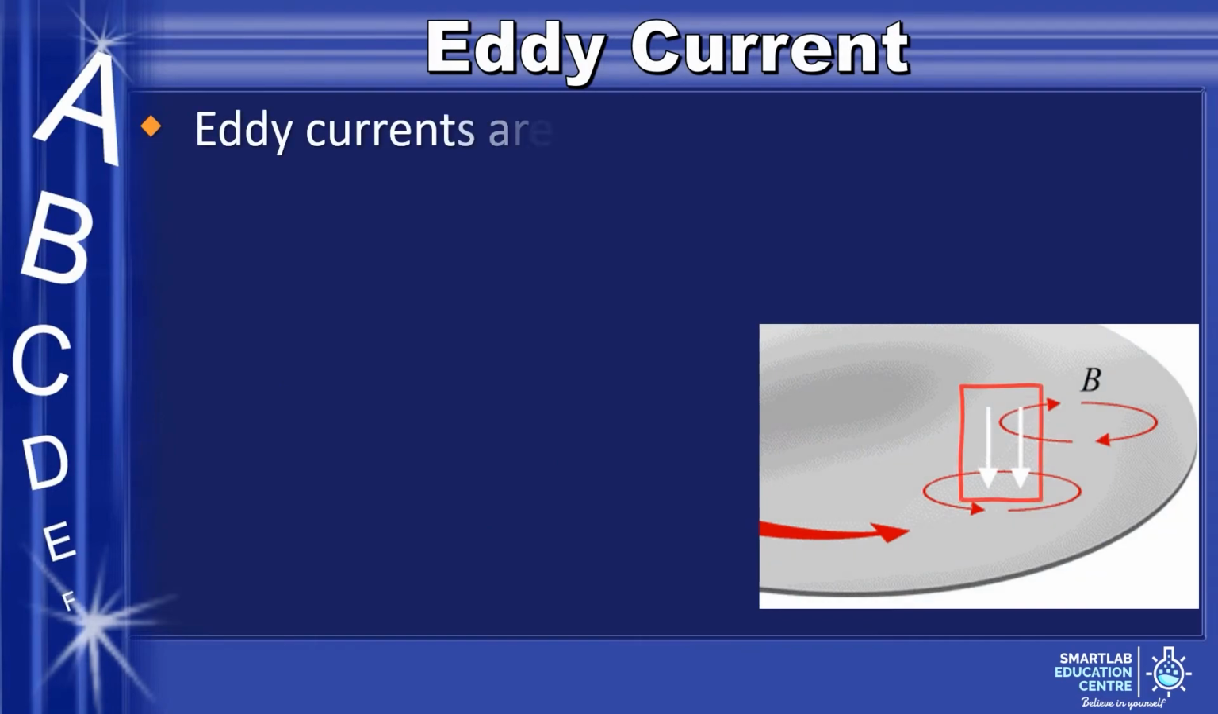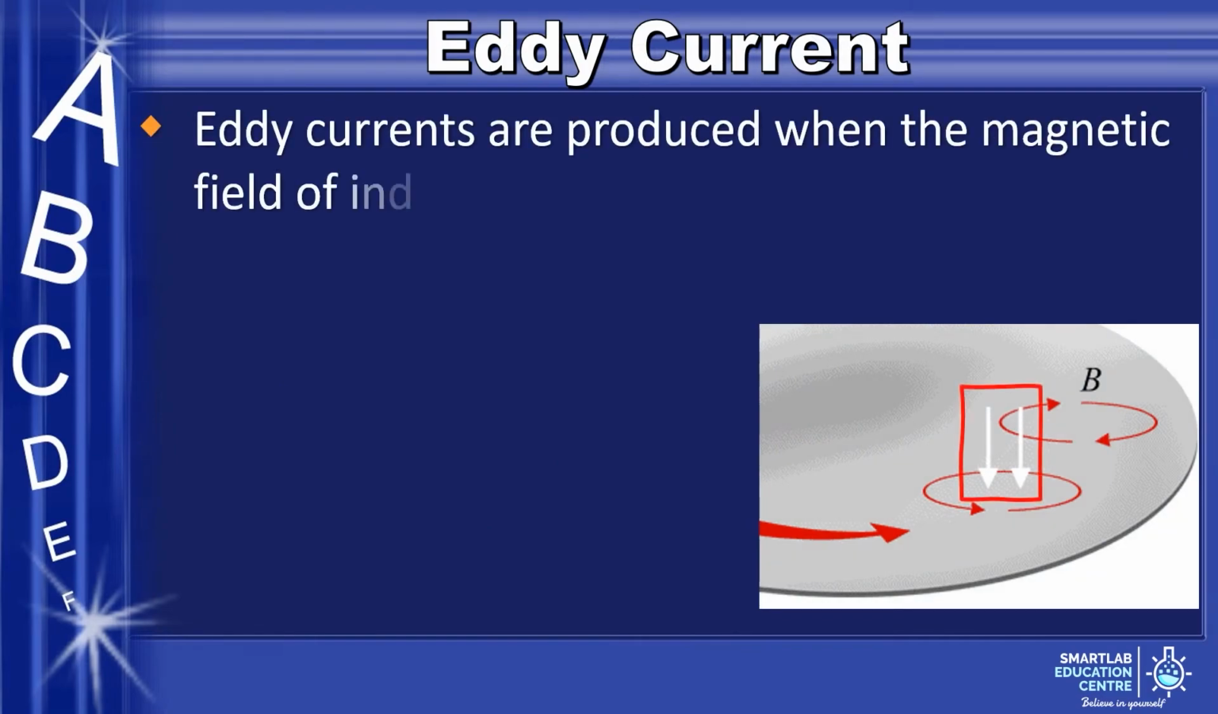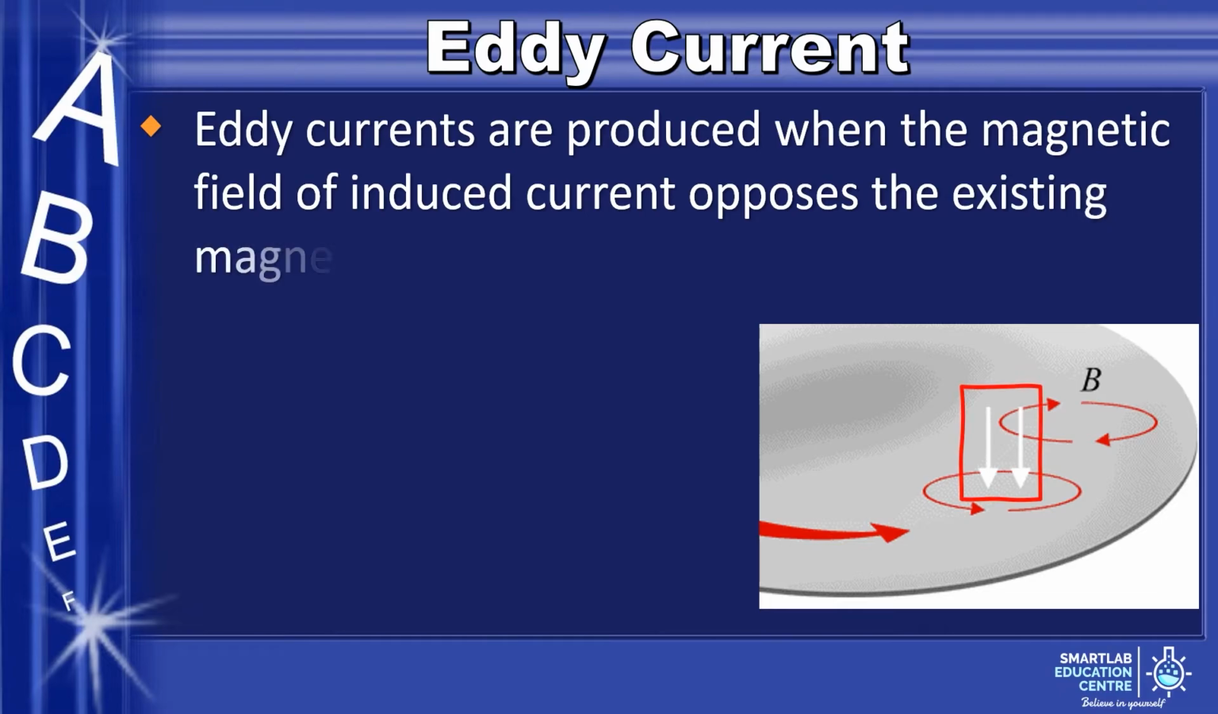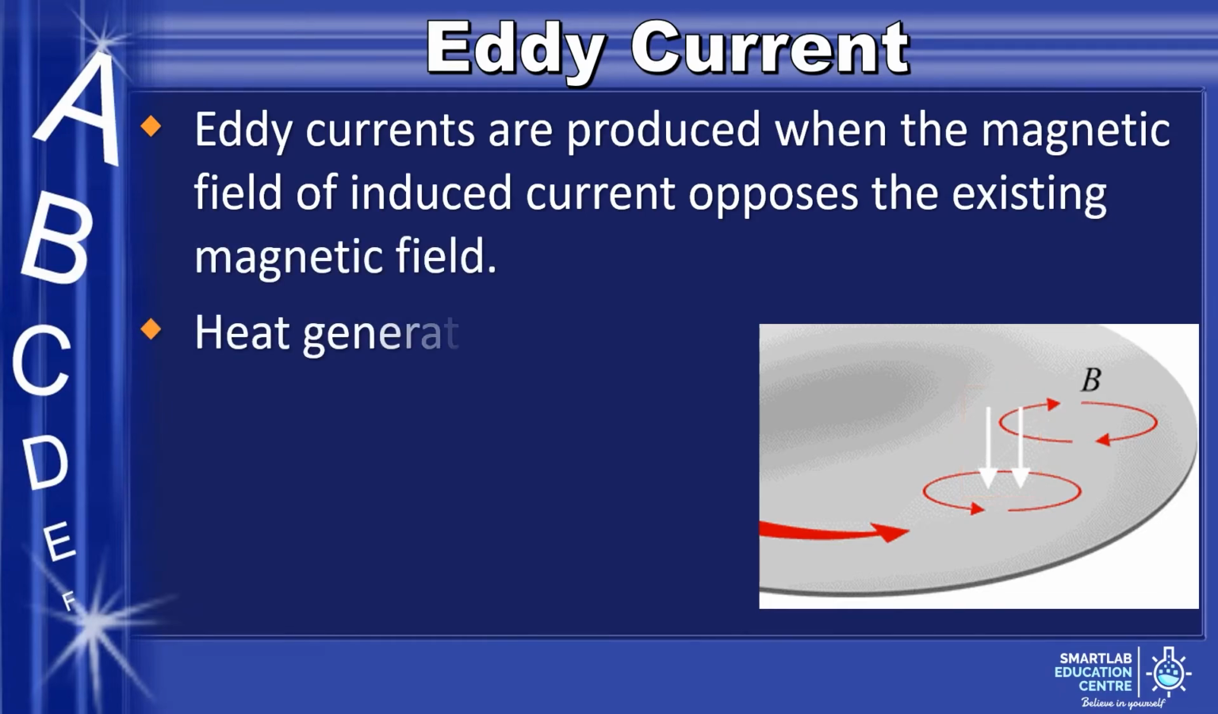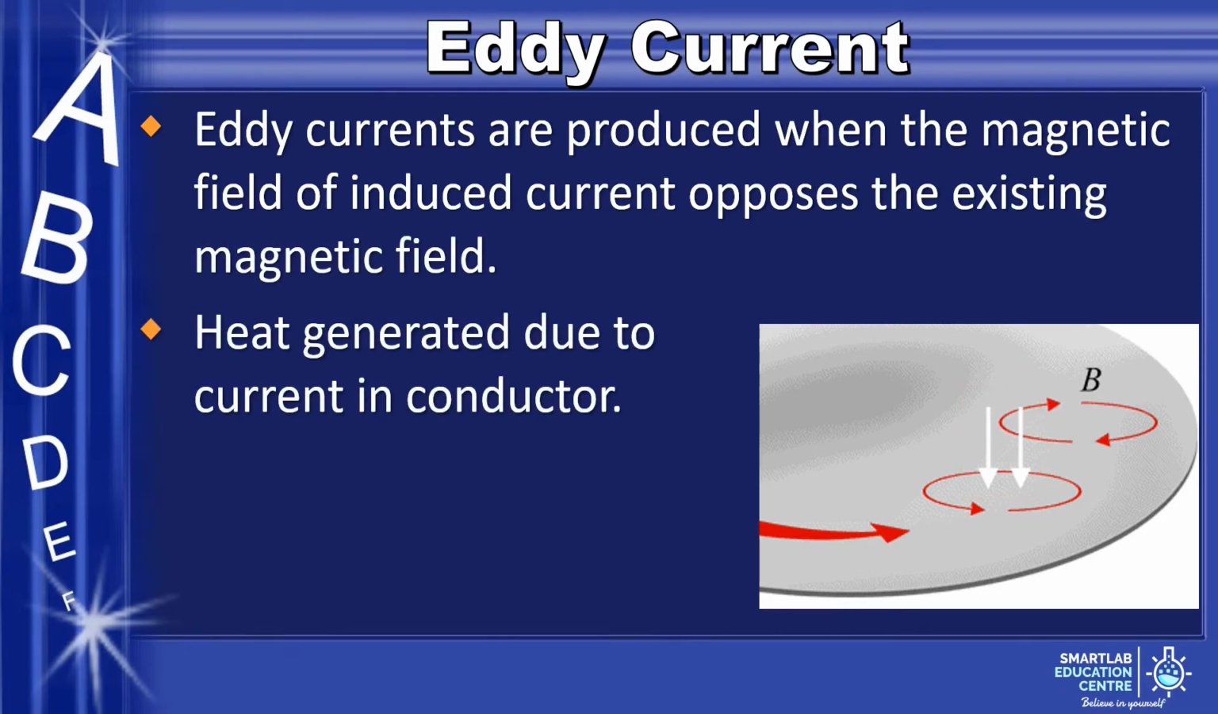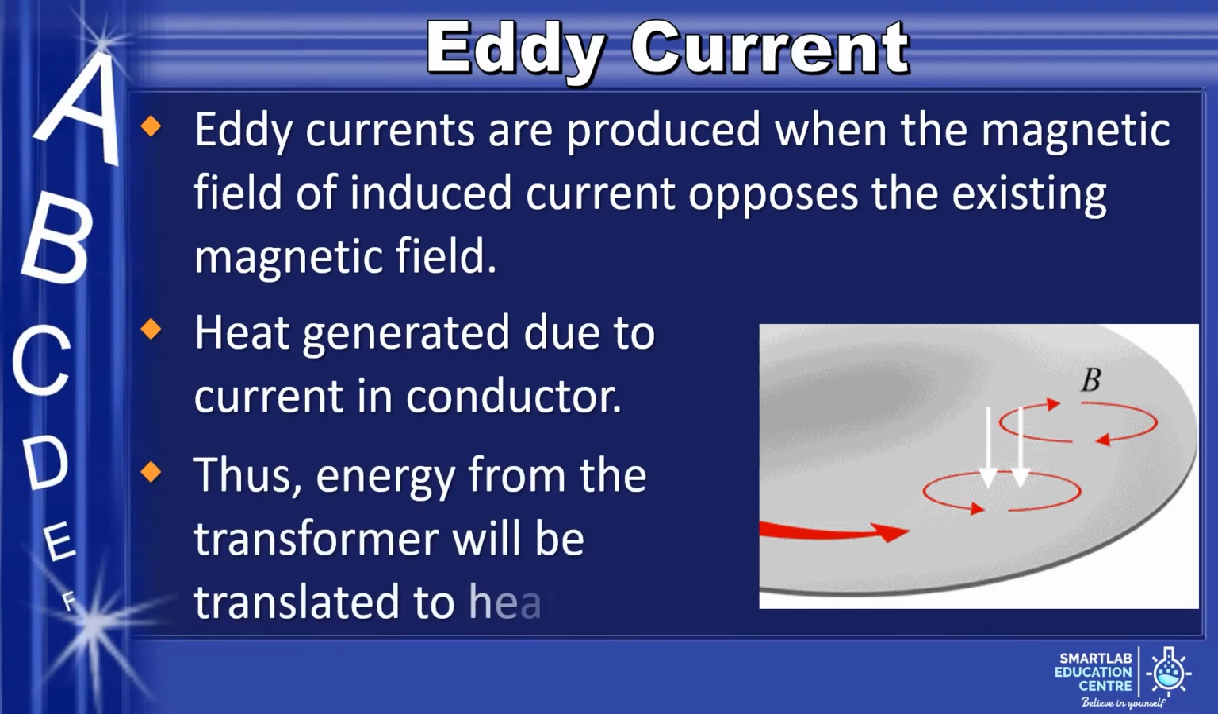Eddy currents are produced when the magnetic field of the induced current opposes the existing magnetic field. The heat is generated due to the current in the conductor. Thus, energy from the transformer will be transformed into heat energy.